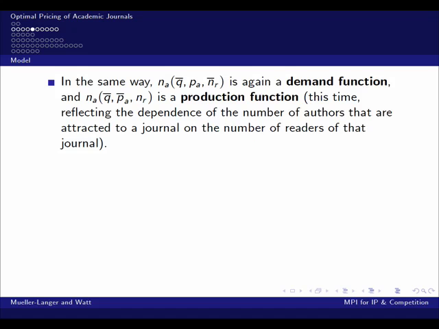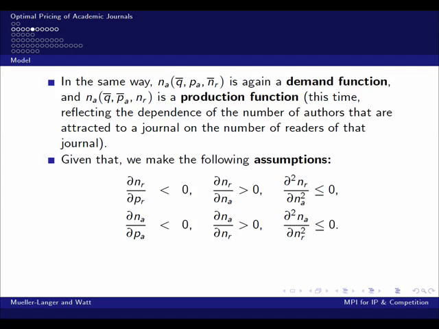It can be understood as a demand function and also as a production function, and we will illustrate this feature in the next graph. But first, let's look at the assumptions that we make. If the reader price increases, then the number of readers decreases. The same is true for the number of authors. If the number of authors increases, then the number of readers increases. The same is true for the number of authors, which increases when the number of readers increases.